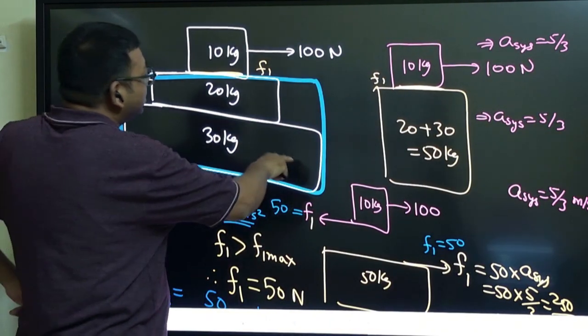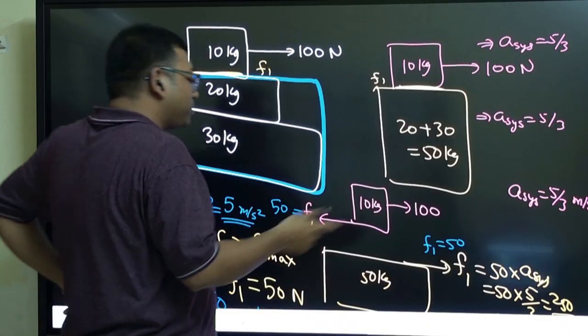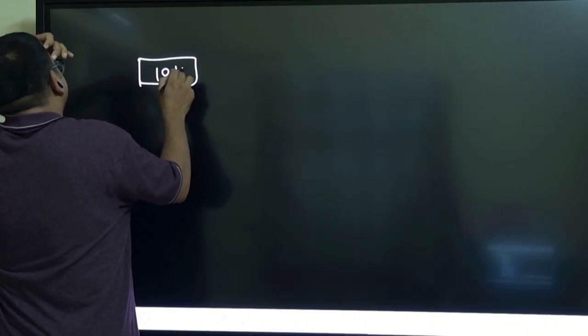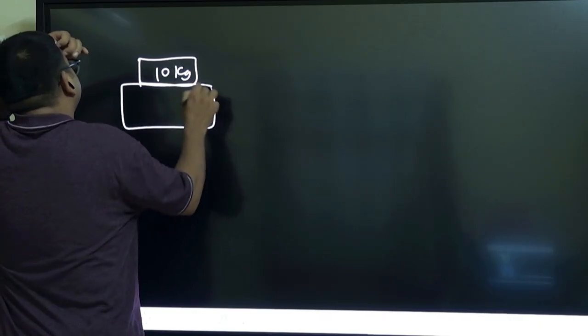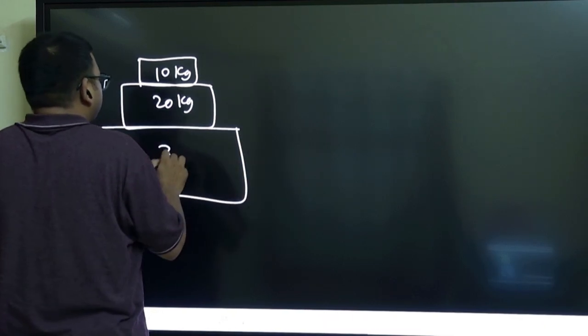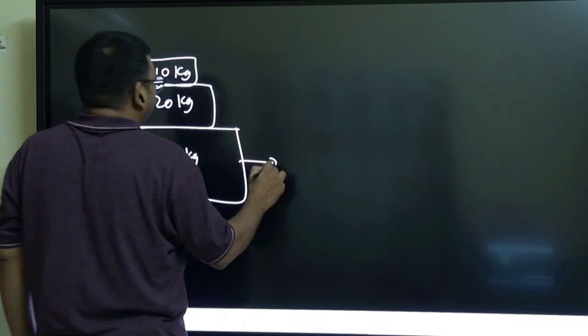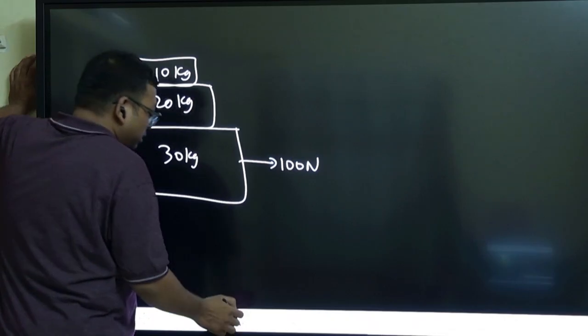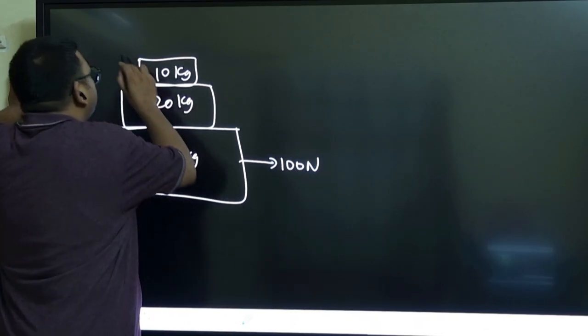Okay, first solve this case. When it is acting at the bottom, let us try this case. So 10 kg, 20 kg. Yeah, you can turn off. No problem. Okay, 20 kg, and you are applying 100 Newton here. So in this case, we will combine these two upper blocks as one.